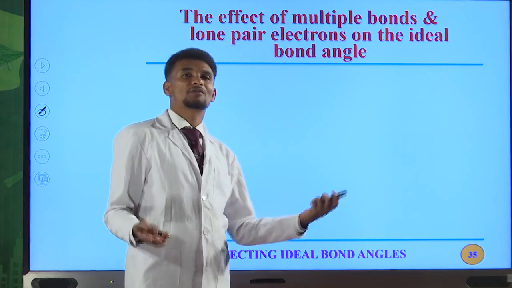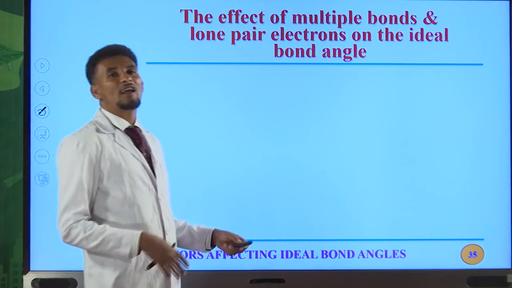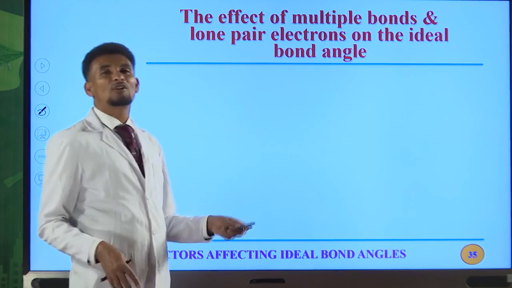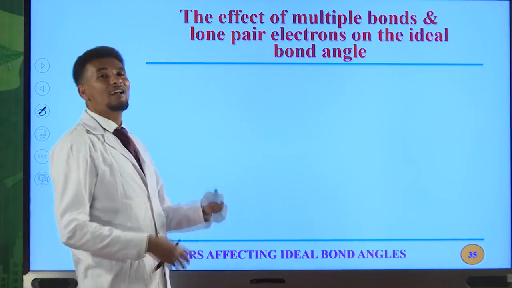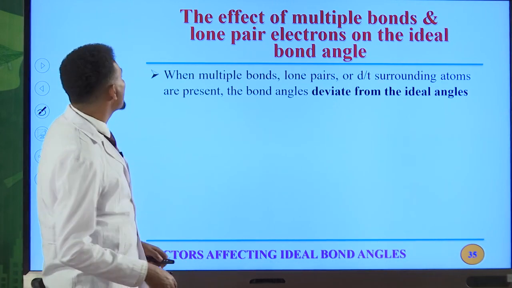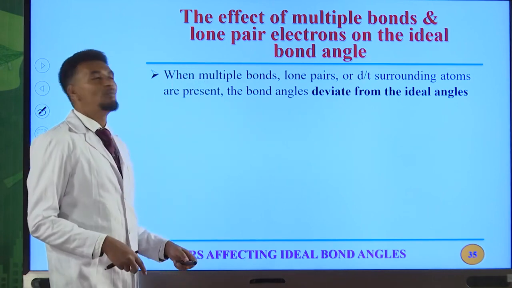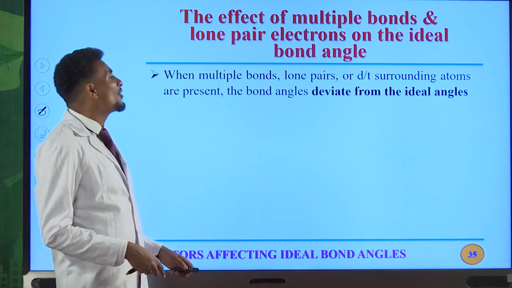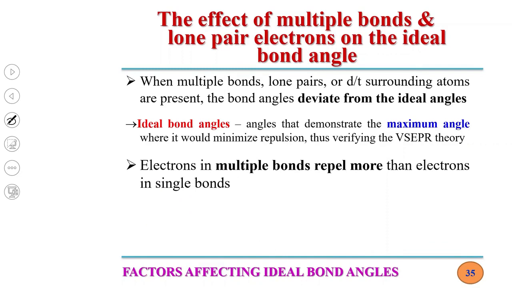Okay, other factors affecting the ideal bond angle: the effect of multiple bonds, the effect of lone pairs, the electronegativity of the central atom, the electronegativity of the terminal atom, the size of the central atom, and the size of the terminal atom. All these are factors that affect the ideal bond angle. When multiple bonds, lone pairs, or different surrounding atoms are present, the bond angles deviate from the ideal bond angles. The ideal bond angle is nothing but the maximum angle. Already I told you about this one. So if there are lone pairs of electrons on the central atom, or if there is a double bond, the bond angles deviate from the ideal bond angles.